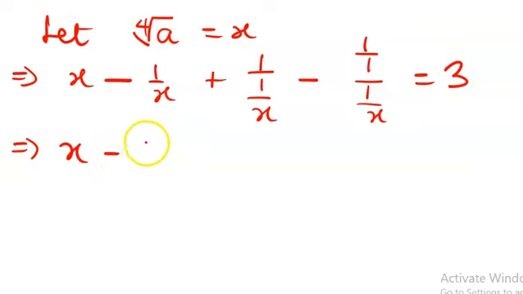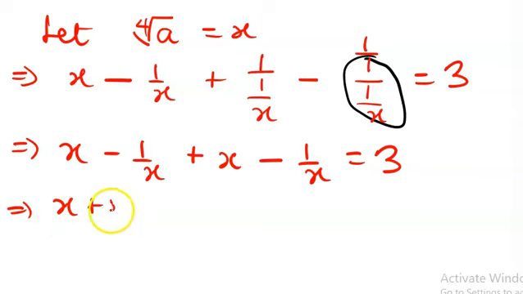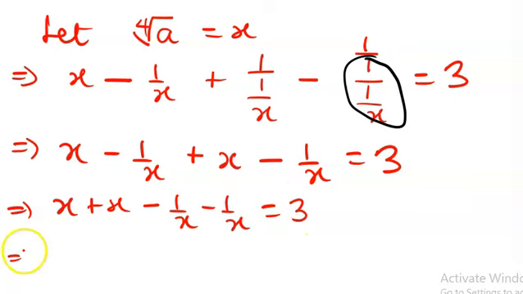So we have x minus 1 over x. Now 1 over 1 over x, when we simplify, we are going to get x. So let's look at this one. It's the same as this, and it is x. So 1 over, we are going to get 1 over x here too is equal to 3. Now let's simplify. So we have x plus x minus 1 over x minus 1 over x is equal to 3. So that we have 2x minus 2 over x is equal to 3.